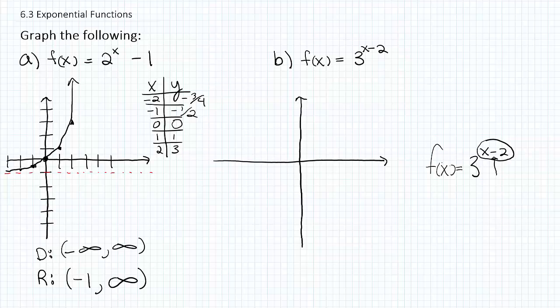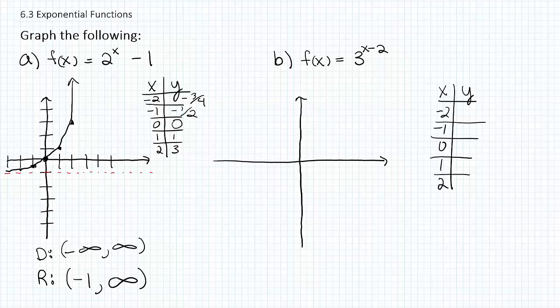So minus 2 is not going to move us to the left 2 units, it's going to move us to the right 2 units. So all the points will be shifted to the right. All right, so let's talk about some points and then we'll get the asymptote, the domain, and range. Okay, so let's talk about some points. Let's do -2, -1, 0, 1, 2 again if you want. We don't have to use these particular points, but we can use them.